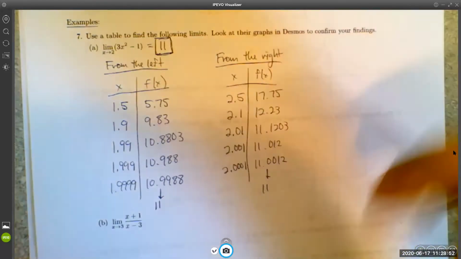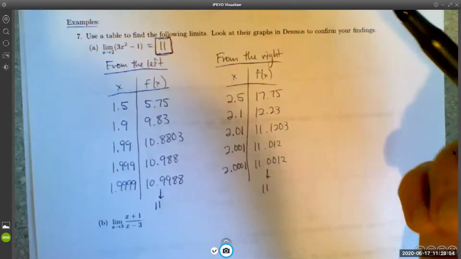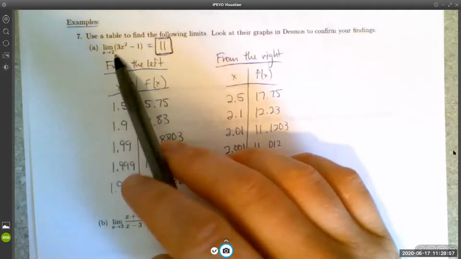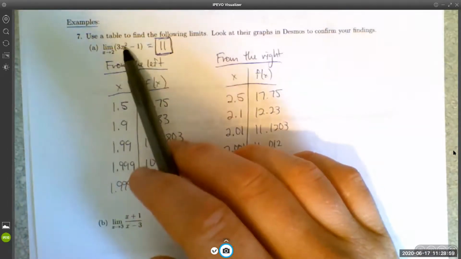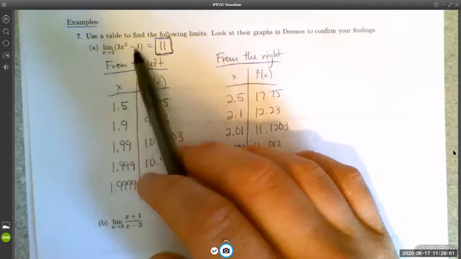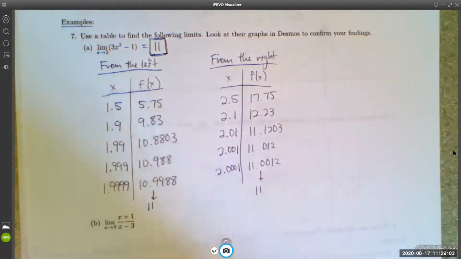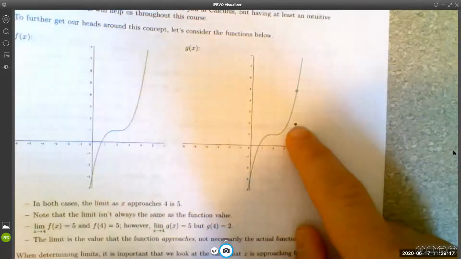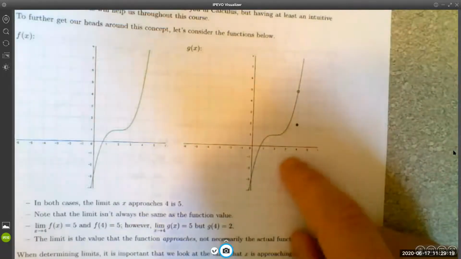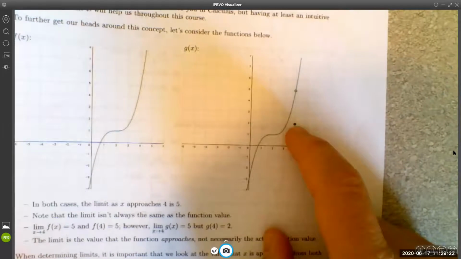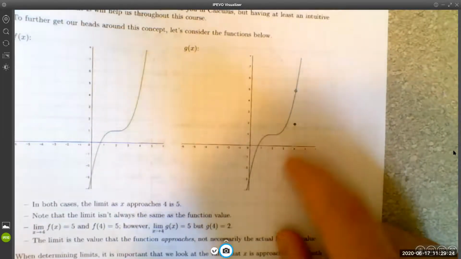Now you might wonder, why don't we just plug in 2 itself and get this over with, right? Because notice that if you plug in 2, you get 2 squared is 4, 4 times 3 is 12, 12 minus 1 is 11, okay? The problem with that is that function values are not necessarily the same thing as limits, right? We saw that on the very first page. The function value here, g of 4, is 2. But the limit as x approaches 4 is 5.